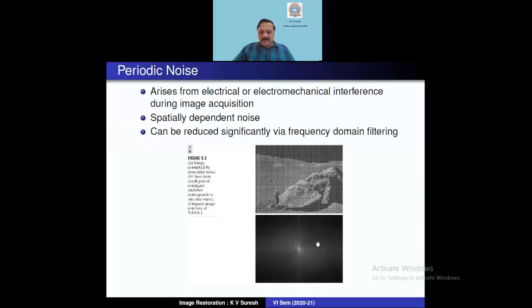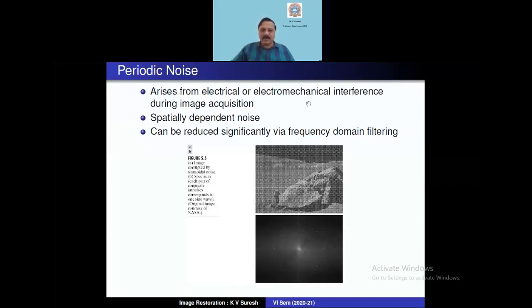This is because this image is corrupted with a periodic type of noise, that means a sinusoidal type of noise, and all of you know that the Fourier transform of a sinusoidal signal is two impulses. So I could see these impulses. If I just plot a Fourier transform of such an image, I have identified the noise. Now the only requirement is I have to remove this noise. How we should remove this noise, we shall discuss later.